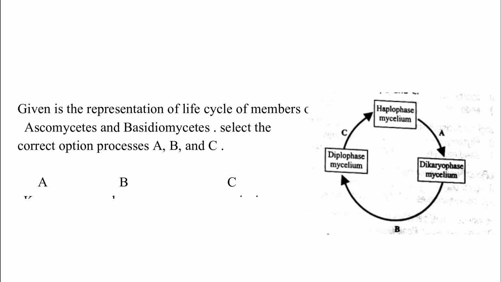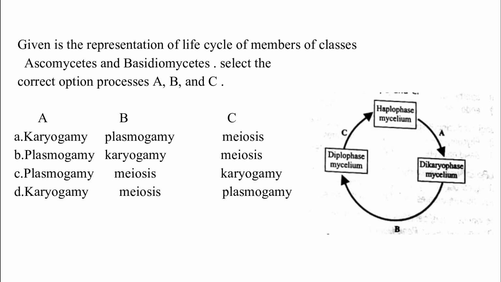Given is the representation of the life cycle of members of class Ascomycetes and Basidiomycetes. Select the correct option for processes A, B and C. Option A, karyogamy, plasmogamy, meiosis. Option B, plasmogamy, karyogamy, meiosis. Option C, plasmogamy, meiosis, karyogamy. Option D, karyogamy, meiosis, plasmogamy. The correct answer is option B, which is first plasmogamy, then karyogamy, then meiosis.